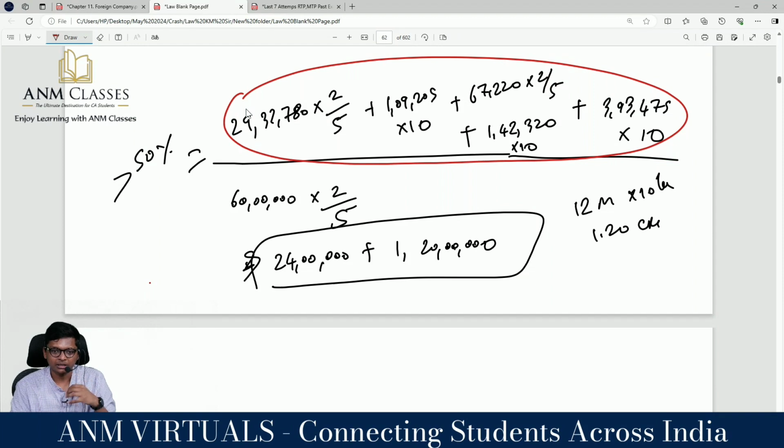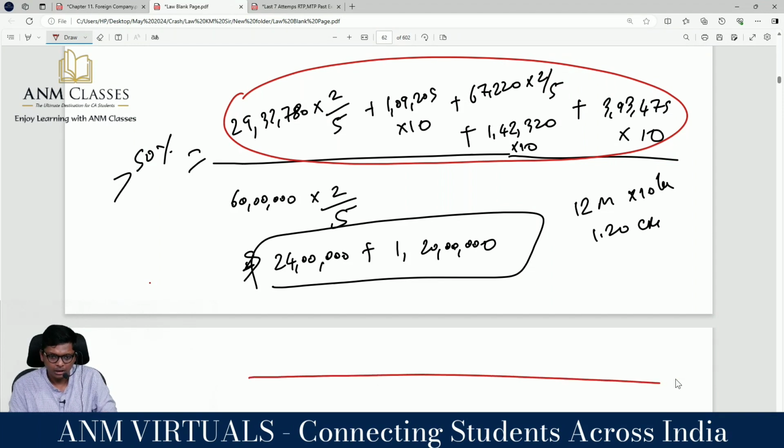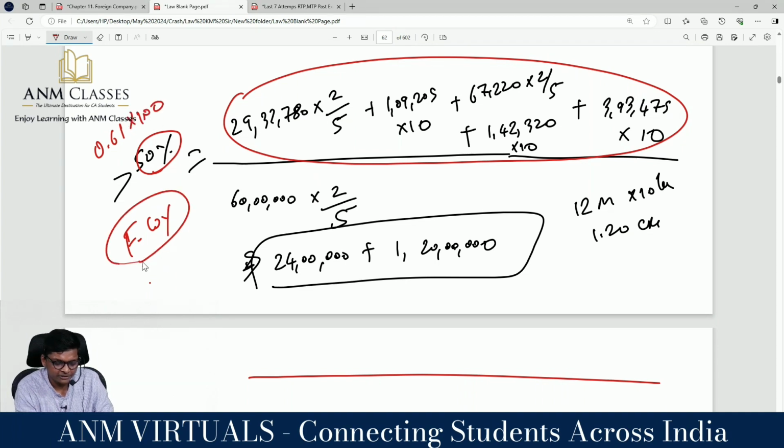I'll give you a simple shortcut. Denominator, let's do sharp. How much are you getting? 0.61. More than 50%, so it's a foreign company. 0.61 into 100, you do 61%. So it becomes a foreign company. Yes, I will explain the whole computation again, guys.